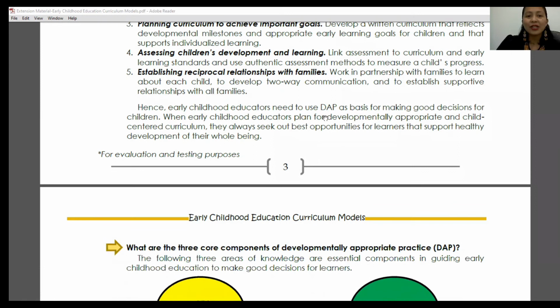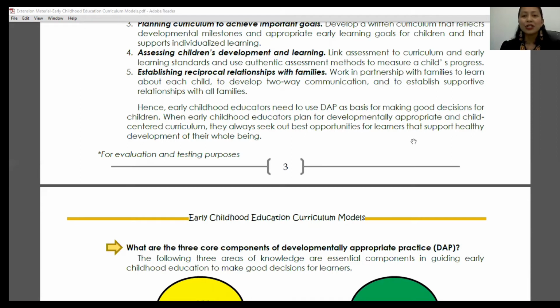Number 4, assessing children's development and learning. It is necessary to link assessment to curriculum and early learning standards and use authentic assessment methods to measure a child's progress. Now, when we say assessing children's development and learning, it's very important for teachers to have a wide repertoire of assessment tools. That is why one of your modules in this whole training session for the extension Empowering Child Development Workers, Classroom Management, and Pedagogy is about assessing the behaviors of young children using the various tools, no?